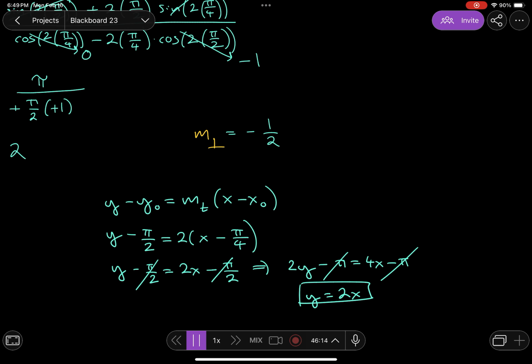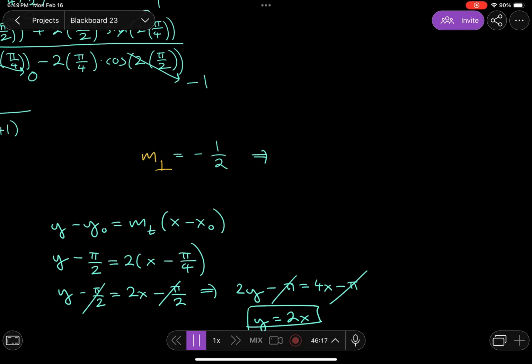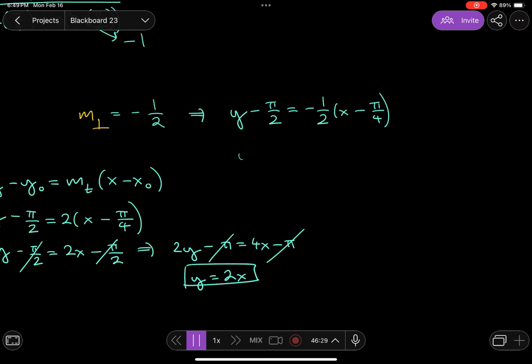Okay, for the normal line, we have y minus pi halves is equal to -1/2 times x minus pi fourths. Multiplying both sides by 8, if you will, we got 8y minus 4 pi is equal to -4x plus pi. Okay, so 8y plus 4x is equal to 5 pi. I like that one.